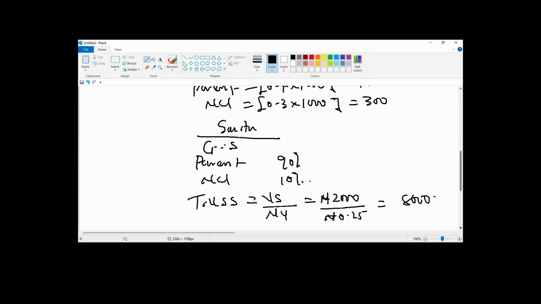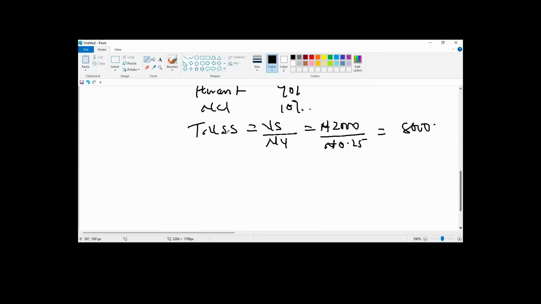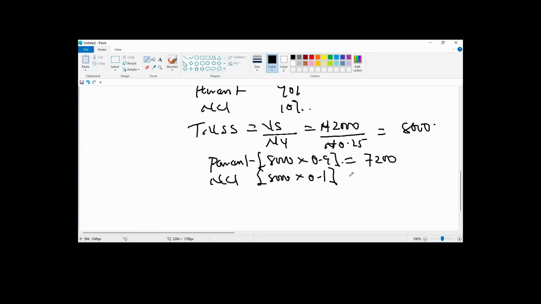Parent acquired shares: 8,000 times 0.9. The NCI will now be 8,000 times 0.1. This will give me 7,200 and 800, which make 8,000, that is 100%. That is the first way that group structure can be tested.